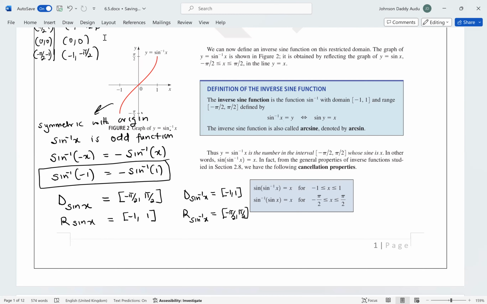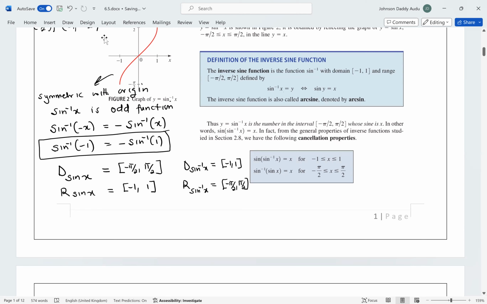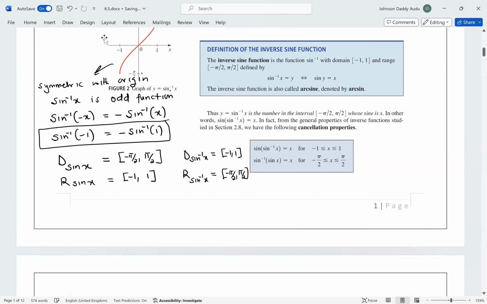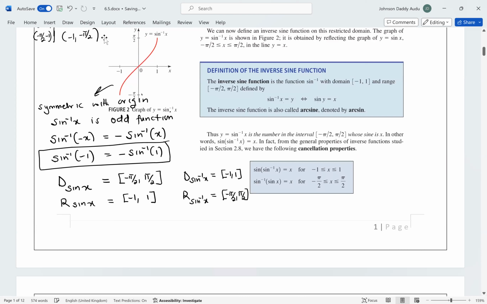So take note of this. Remember, if you have a function, then you can get the domain as well as the range from that of the inverse function. Okay. Now let's dig a little bit deeper.